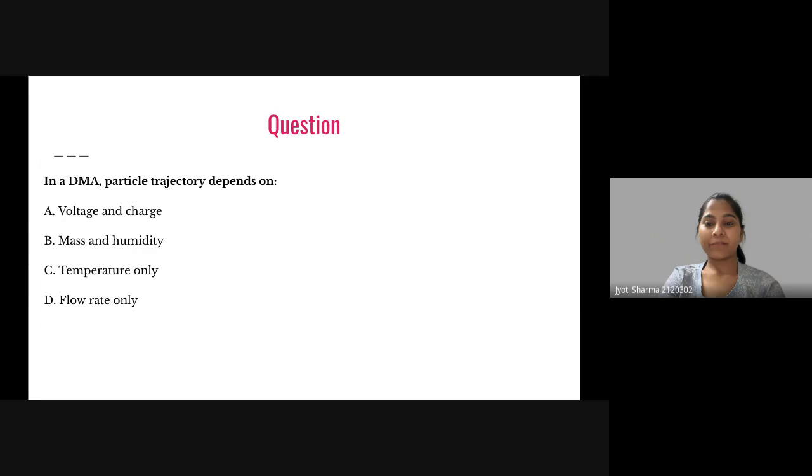We were talking about the electric field and charging, and based on that the particle trajectory will depend. We talked about electrodes, inner electrode, outer electrode. Whenever we talk about electrodes, we have to talk about voltage. And we talked about how we have to charge our particles, then make them move from one electrode to another electrode. So there is a charge also. So particle trajectory will depend on voltage and charge. So yes, A is the right answer.